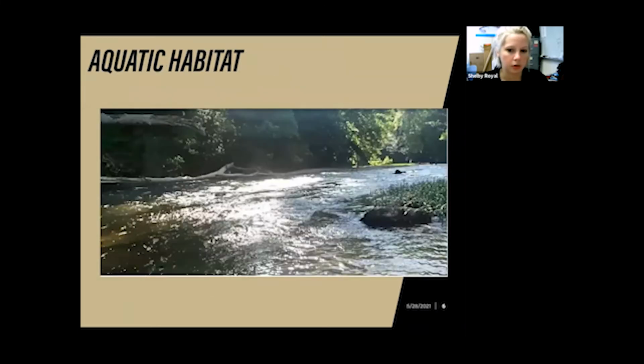So we're going to go over a little bit about what an aquatic habitat is. A habitat is exactly what it sounds like. An animal's habitat is where it lives. Many organisms can be affected by different indicators, especially in aquatic habitats. Fish spend their entire life in these, so in the river, as well as amphibians, and then mammals come up to the shoreline to drink from the water here.